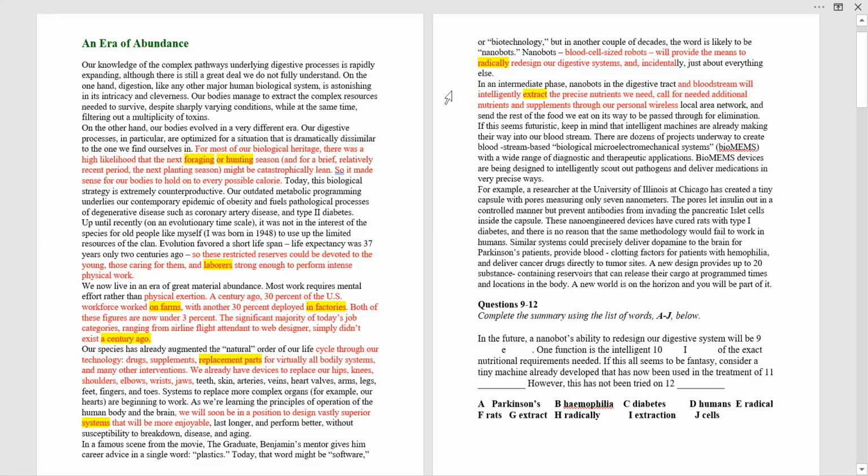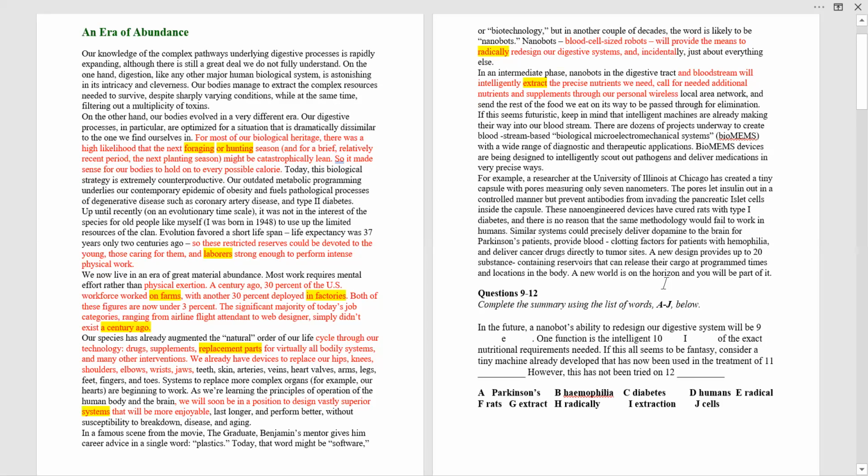So obviously it is used in the treatment of something related to that. If you get that something, it's fine. If you're feeling like you're still not exactly getting the place where you need to be for this answer, keep reading. For example, a researcher at the University of Illinois at Chicago has created a tiny capsule with pores measuring only 7 nanometers. The pores let insulin out in a controlled manner but prevent antibodies from invading the pancreatic islet cells inside the capsule. These nano-engineered devices have cured rats with type 1 diabetes, and there is no reason that the same technology would fail to work in humans.